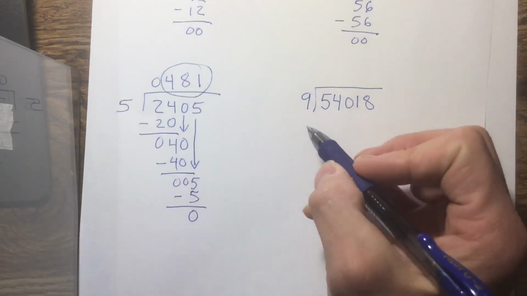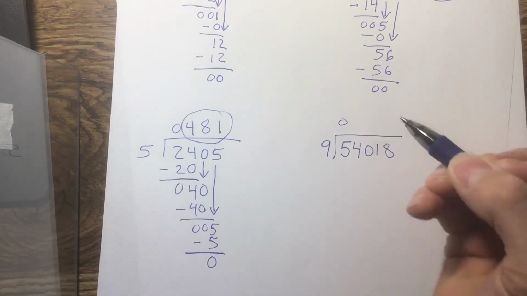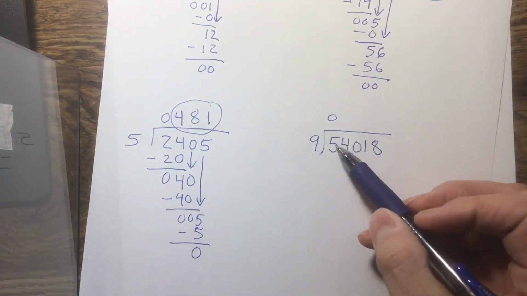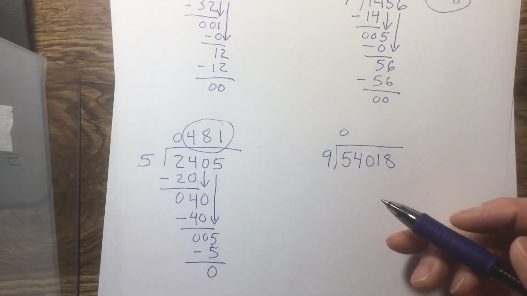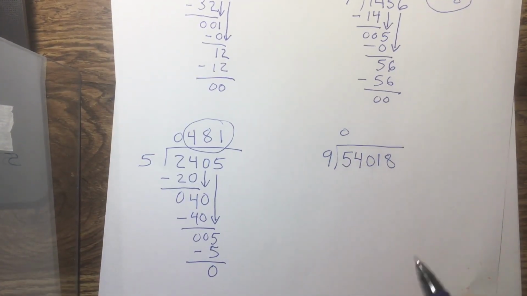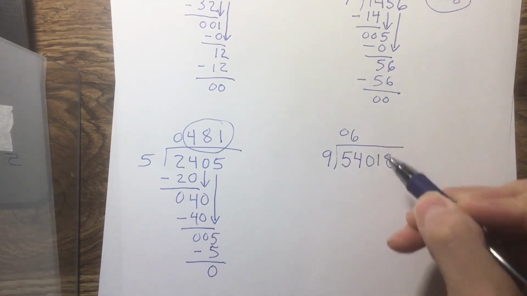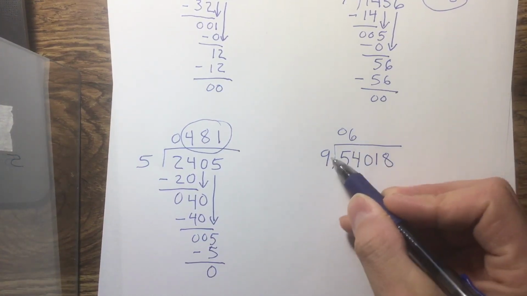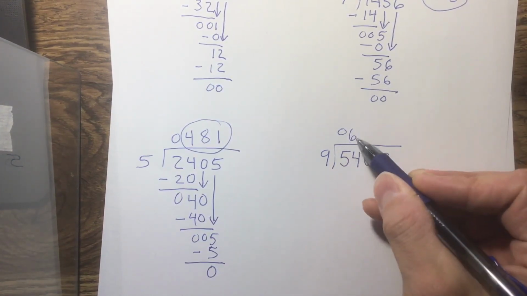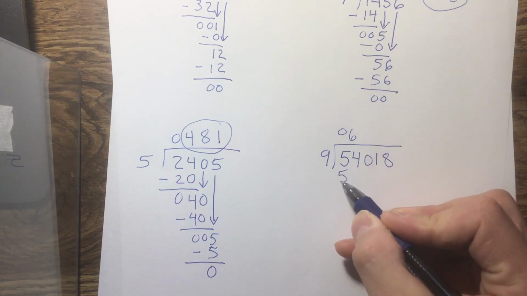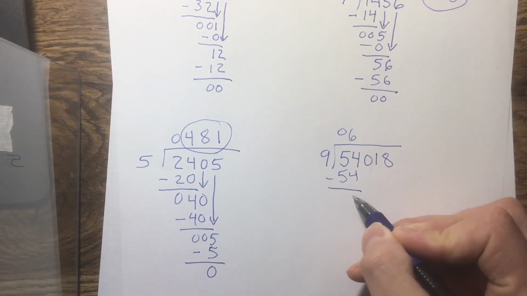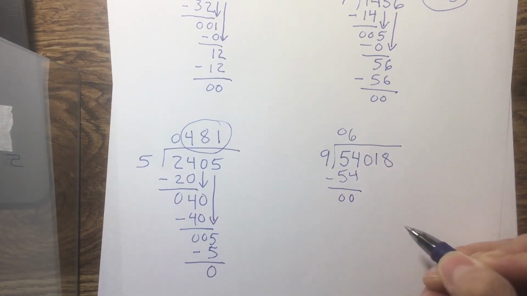9 into 5. I can't do that, 0 times. All right, 9 into 54. Now we're talking. I can look on my multiplication table. I see that it goes in there 6 times. 9, okay, that's division there. 9 times 6, here's our multiplication, is 54. We subtract, we get all zeros.